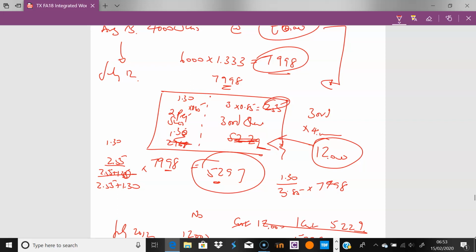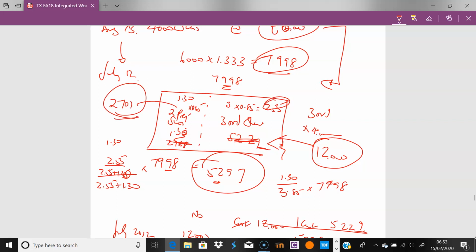I just want you to make sure you're happy about what's going on conceptually, that we are basically splitting up the existing shares into the new elements of the new instruments that we have. So we have 7998 minus 5297, which is 2701. So in effect, we now have something that sits at a cost value of 2701.